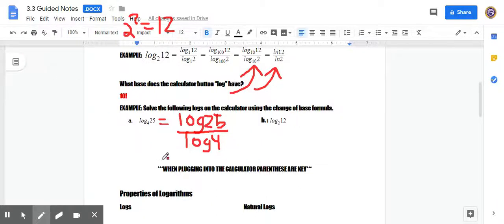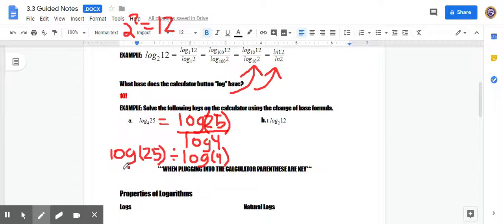Notice I have a little note down here. When plugging into the calculator, parentheses are key. What I mean by that is closing this top parenthesis before you put in the division sign is key. So I'm going to write down here the calculator directions. Log 25 close parenthesis divided by log of 4 close parenthesis. And then you would press enter.